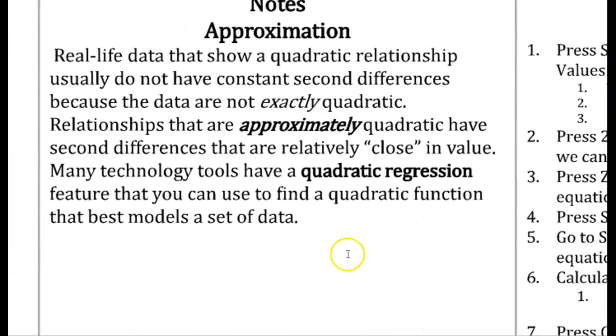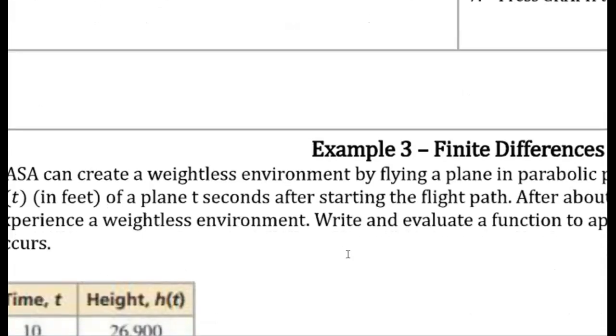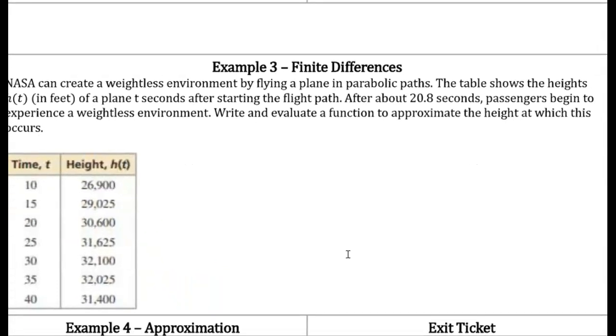Okay, so when you're doing real life data, they may make a quadratic pattern, like they may make a parabola when you graph the points, but it might not be exactly a parabola. So it may be closely quadratic. So when we do this, we have to use quadratic regression. So we're going to use this example right here.